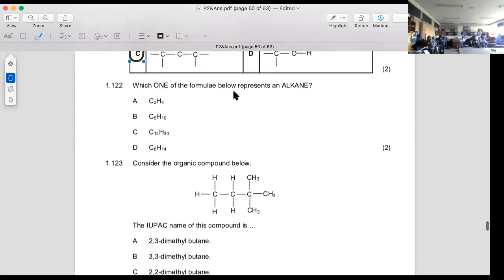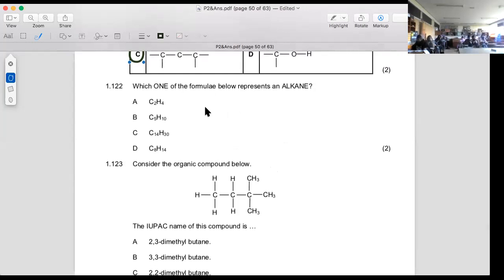Which one of the formulas below represents an alkane? Okay, hands up, how many of you find this question a little bit boring already? I want you to be bored with them asking you the same question. I don't get bored because I like science, but okay.